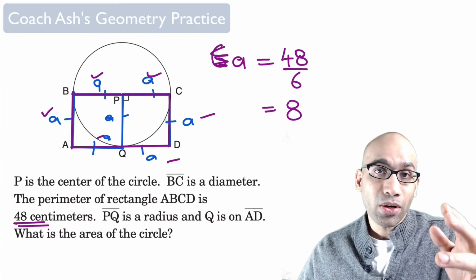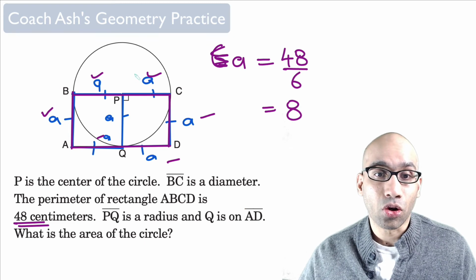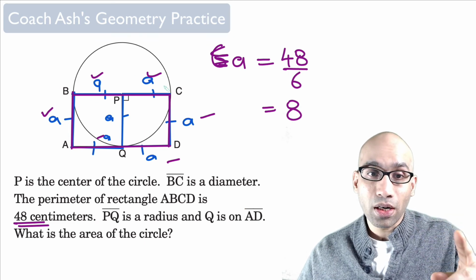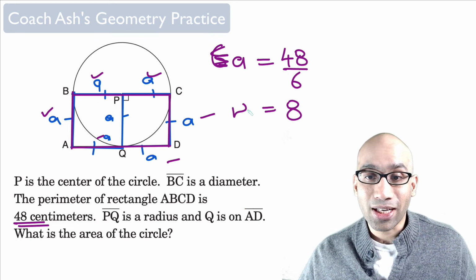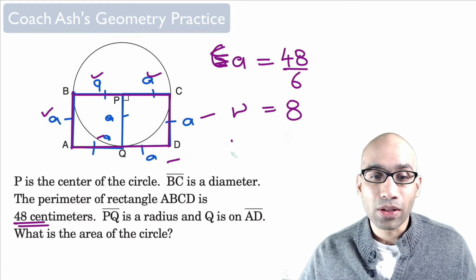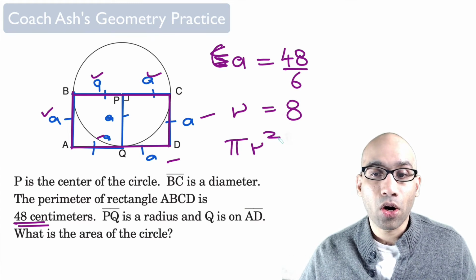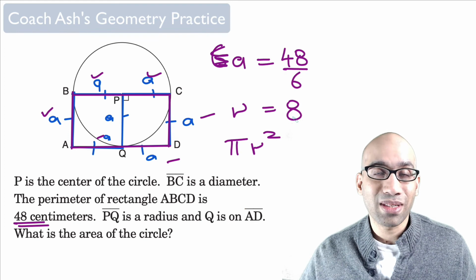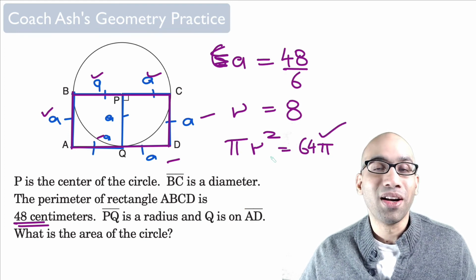Now they're asking you what is the area of the circle. That's easy because the side of the square is also the radius. So here the radius is also 8, and now the area of the circle is just pi r squared, which is pi times 8 squared, which gives you the answer of 64 pi.